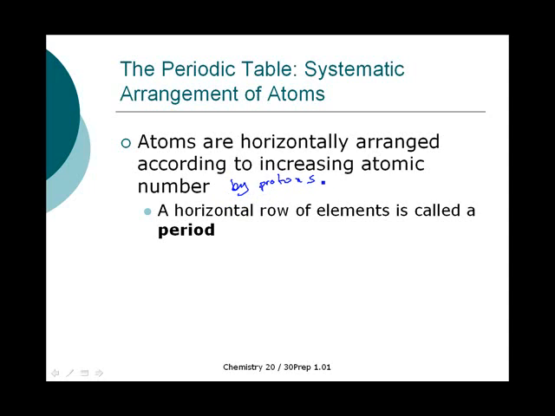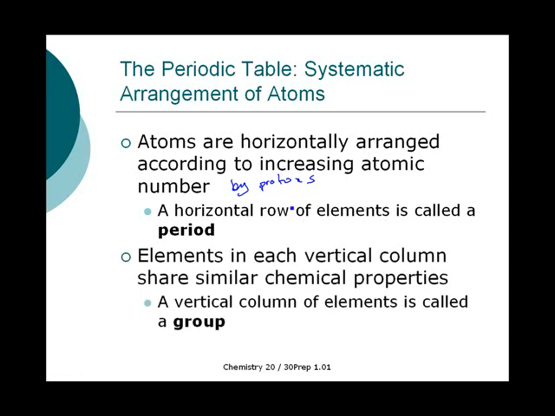The atom with the fewest number of protons is in the top right, hydrogen, and the atom with the most amount of protons is in the bottom left. Each horizontal row is called a period. Each vertical column ends up having elements that share similar chemical properties. And so each of these vertical columns is called a group.